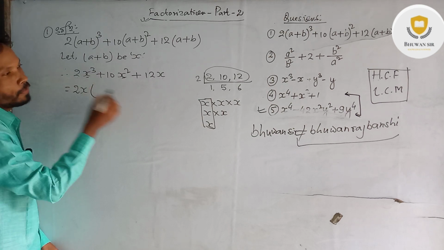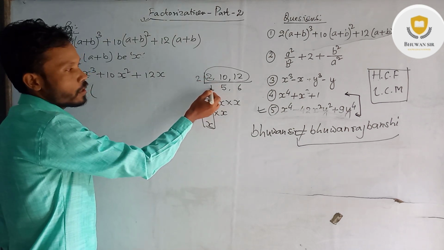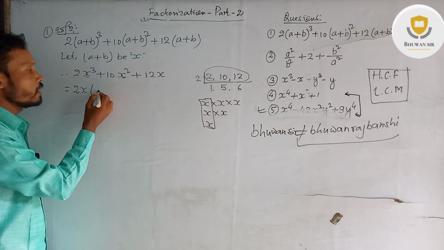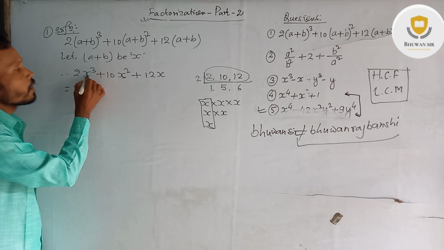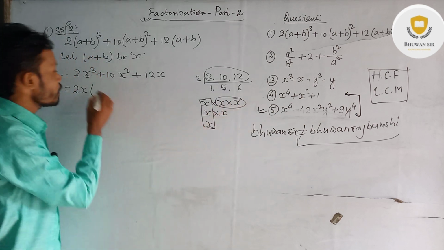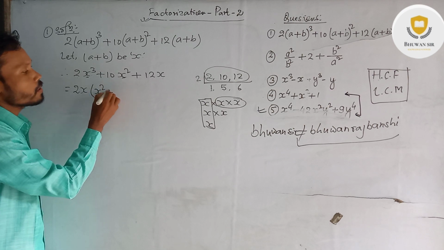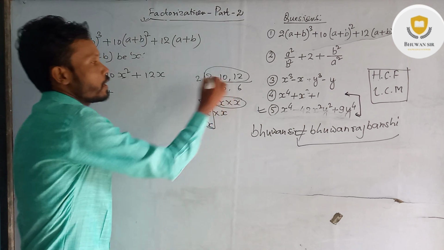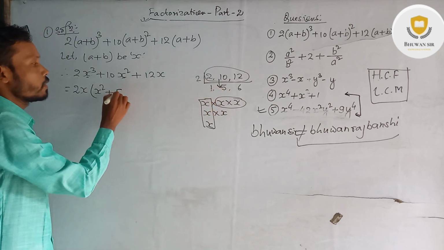See here, from the number 2 the remaining is 1. 1, no need to write. If there is no element to write here, then you can write 1. Now from x cube, what is the remaining? x into x, that is x square, plus 10. From 10, what is the remaining here? You just see here, 5.